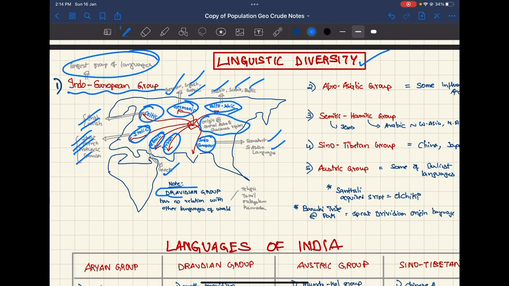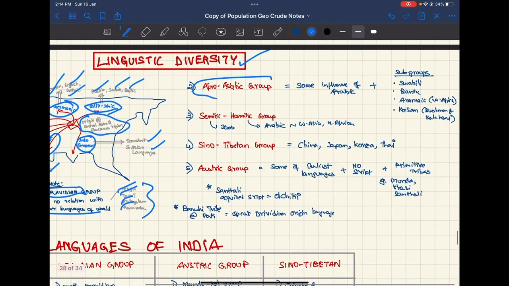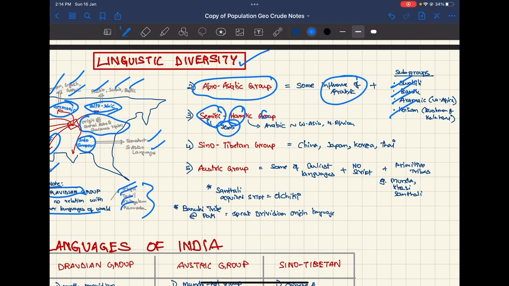Also note that the Dravidian group is not related to any other language of the world. Examples are Tamil, Malayalam, Telugu, Kannada. And the second group is the Afro-Asiatic group. They have some influence of Arabic. The subgroups are Swahili, Bantu, Armenic, and Khoisan. Semitic, Hamitic group. Semitic is related to Jews, and Hamitic is related to Arabic, which is in West Asia and North Africa. Sino-Tibetan group, which is in China, Japan, Korea, and Thailand.